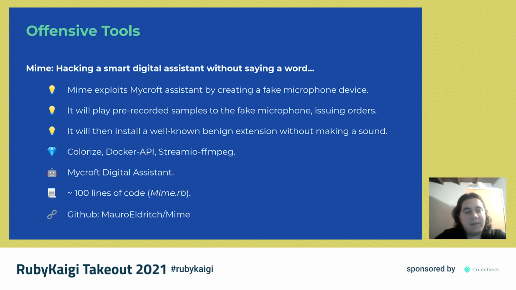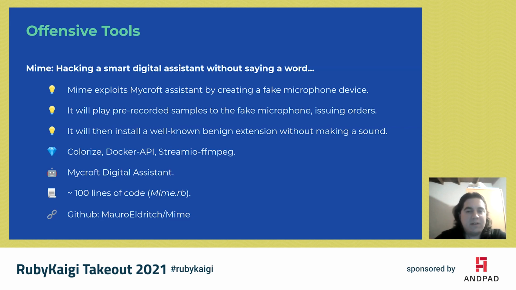Well, Mime in this case exploits Mycroft Assistant, which is really popular and really good for Linux, but it tries to hack it not by a vulnerability in Mycroft, but by creating a fake microphone device in a sort of new attack that we call BadMix. But we are not sure if there are more people researching something like this right now.